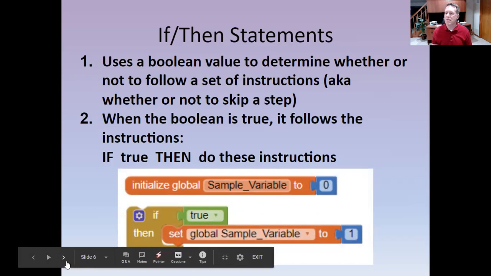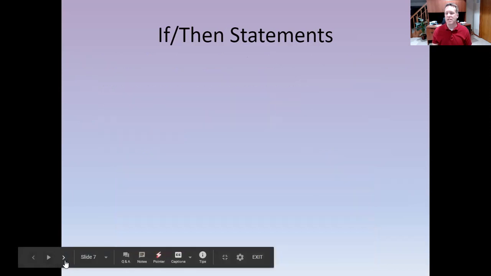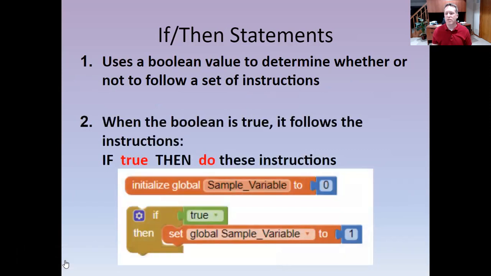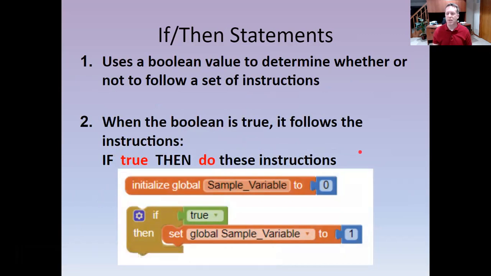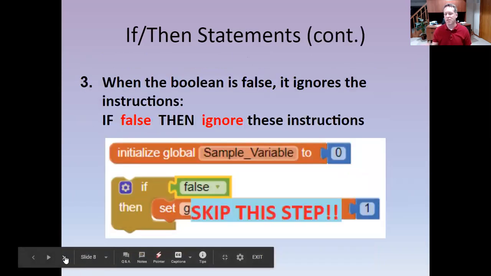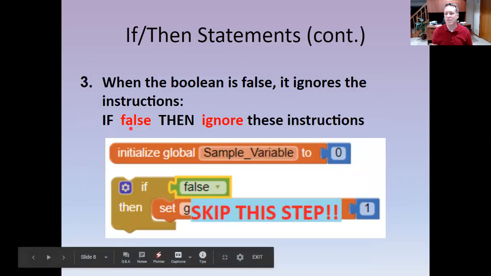Of course, the other piece of this is what if the test is false? Well, this is a repeat: if it's true, then do these things. That's what the blocks are showing here. If it's true, then you do it. That's a little redundant from the first slide, but here's the third part, the main thing. If the statement is false, then you skip it, you ignore it.